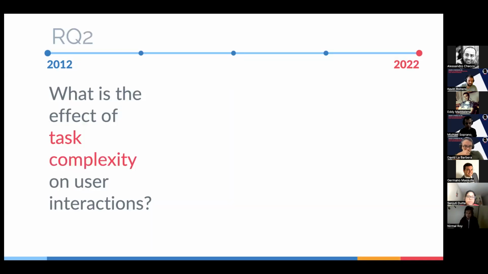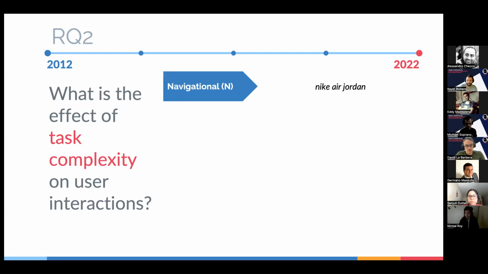In the second research question, we ask, what is the effect of task complexity on user interaction? To operationalize this, we created tasks of different complexity. For example, we had tasks of navigational intent, a typical query being Nike Air Jordan, where the user wants to find the homepage of Nike's Air Jordan.